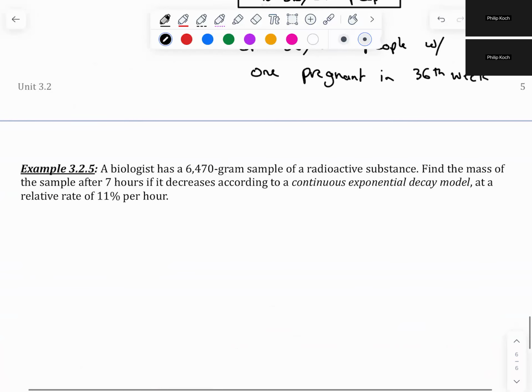Last one, and then we'll move on to 3.3. A biologist has a 6,470 gram sample of a radioactive substance. Find the mass of the sample after 7 hours if it is decreasing according to a continuous exponential decay model at a relative rate of 11% per hour. So the fact that it says continuous exponential decay model right there means we're using y equals y sub 0 e to the RT.